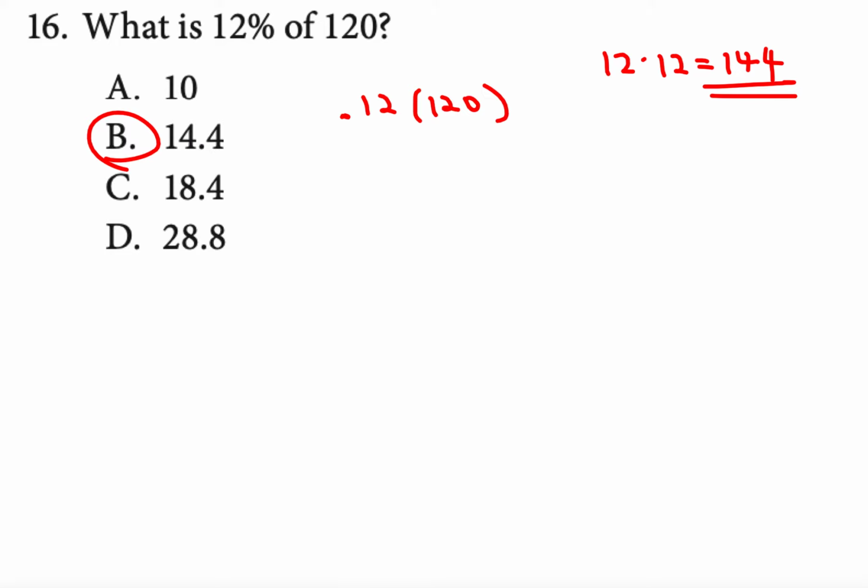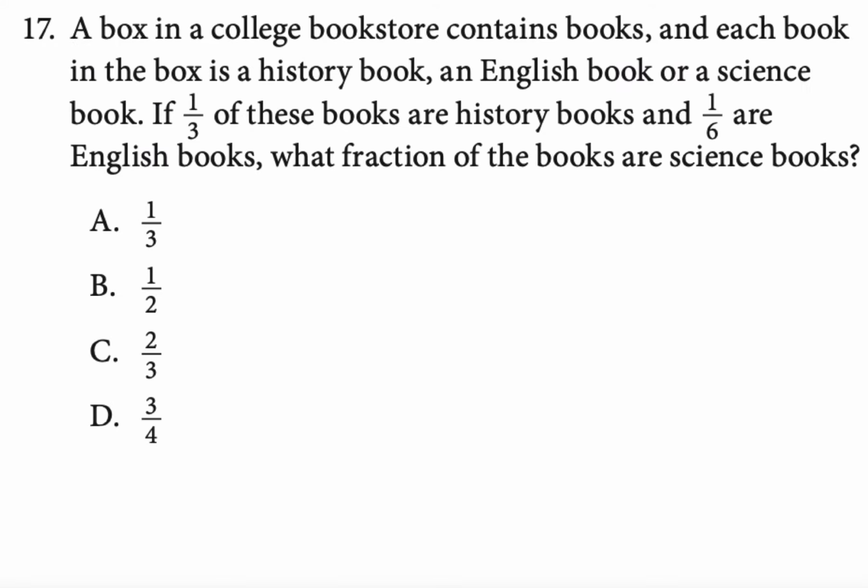All right, let's look at number 17. A box in a college bookstore contains books, and each book in the box is a history book, English book, or science book. Okay, so 1/3 of the books are history, and 1/6 are English books. What fraction of books are science books? So that means out of the whole thing, I need to subtract 1/3 and 1/6, because there are 3 kinds of books: history, English, or science. And then we know how much each portion takes. So when we subtract them, the remaining should be the science books.